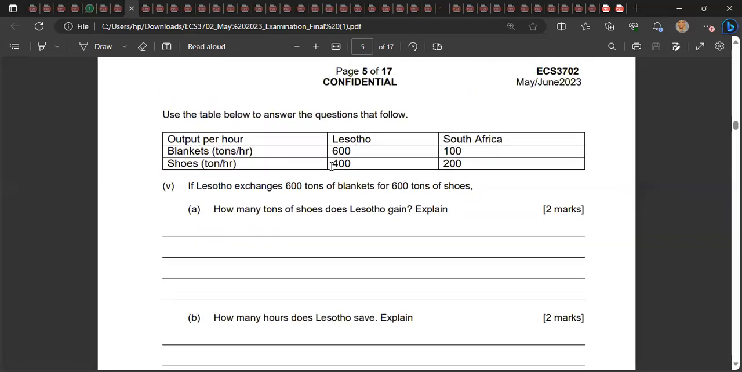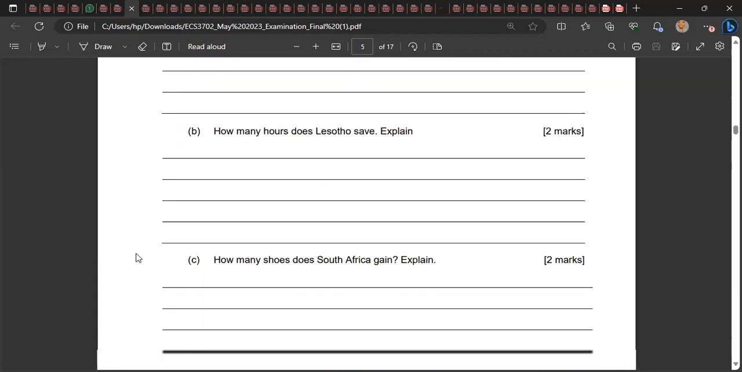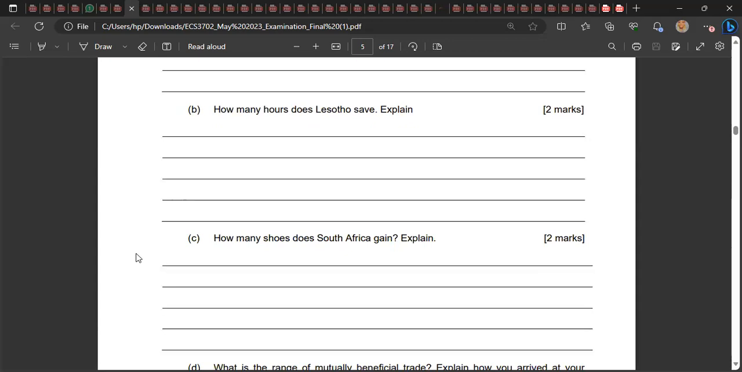So how are you saving? It's because basically you could have been manufacturing what you gained locally, but you decided not to manufacture it locally and get it from elsewhere. So you are saving time in so doing. So this is all about international trade, where we are saying you always want to specialize on what you are good at, because at the end of the day, we assume that you save time, right? You are better off.